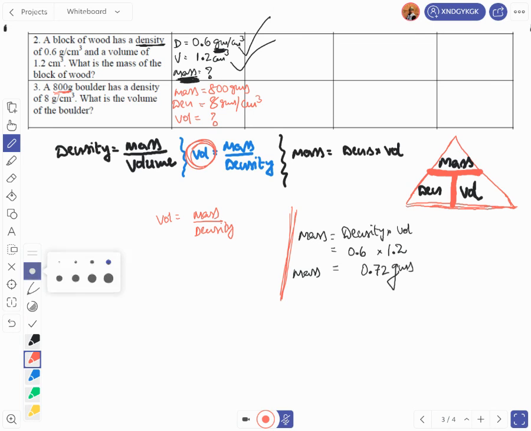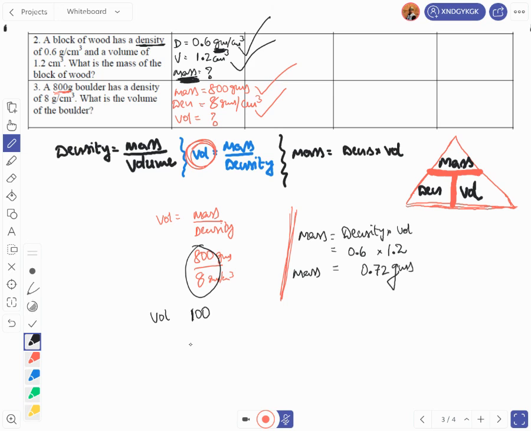Now just plug in the values. Mass is 800 grams, and density, I see that it is 8 grams per cubic centimeter. So 800 divided by 8, it's simple. You get 100. Anyhow, volume is 100, don't forget, you have to express the units. Therefore, here 100, what are the units? You can see that it is cubic centimeters. Now, questions on this? Really quick. Any questions?